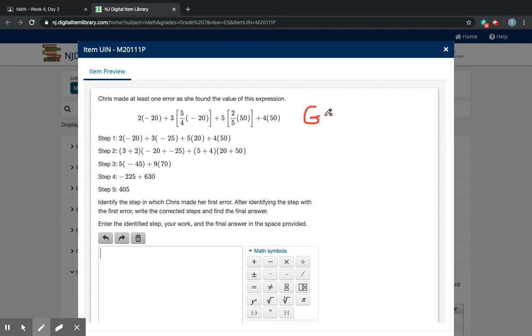GEMS, right? So GEMS stands for grouping symbols, exponents, multiplication or division from left to right, subtraction and addition from left to right. Okay, so let's take a look at the first part of this expression that we have to do first. We're going to do grouping symbols first, which is within these brackets.